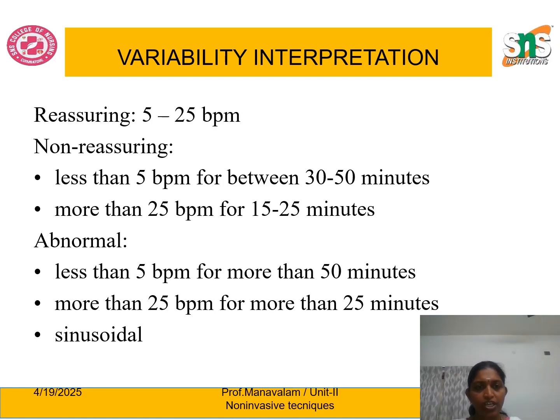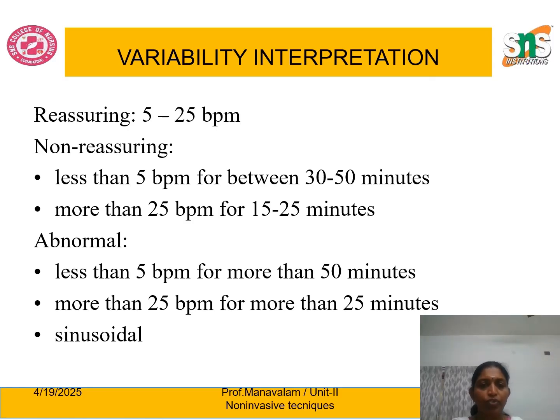In the case of reassuring, the baseline variability must be 5 to 25 beats per minute between these two markings. Next, move on to the non-reassuring. There is a little complication the baby may have, so we have to concentrate on the baby.